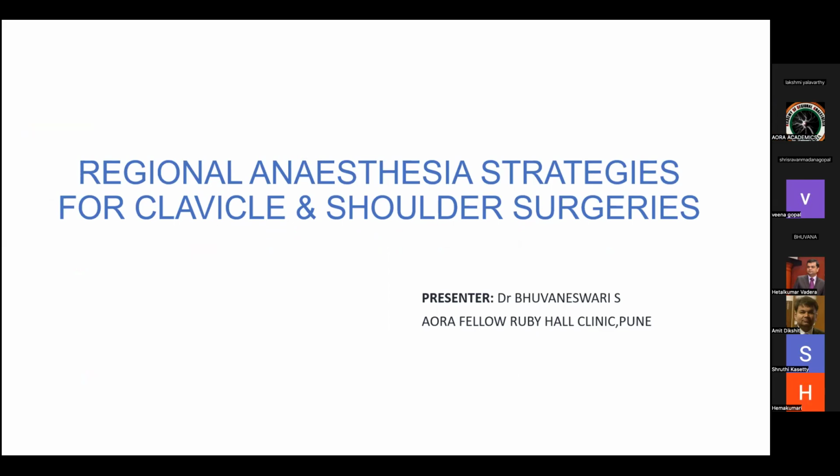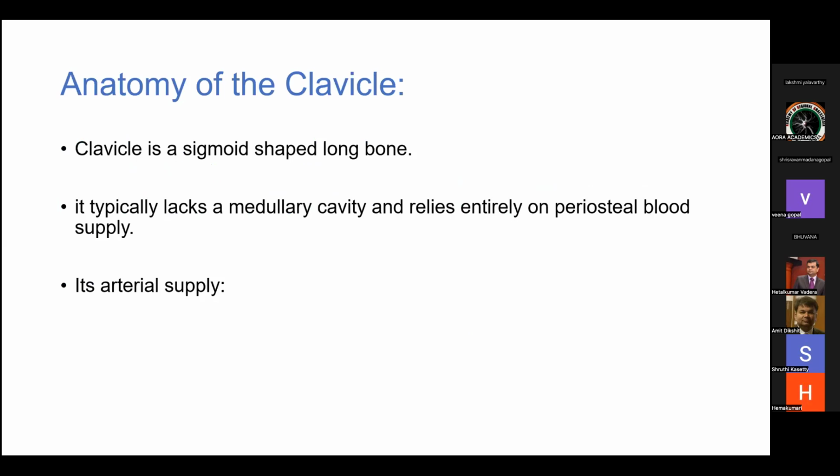Good evening to everyone. Today I will be presenting about the topic of regional anesthesia strategies for clavicle and shoulder surgeries. I am Dr. Bhuvaneshwari, ORF Fellow from Ruby Hall Clinic, Pune. Before we enter into the strategies, we have to know about the anatomy of the clavicle and shoulder.